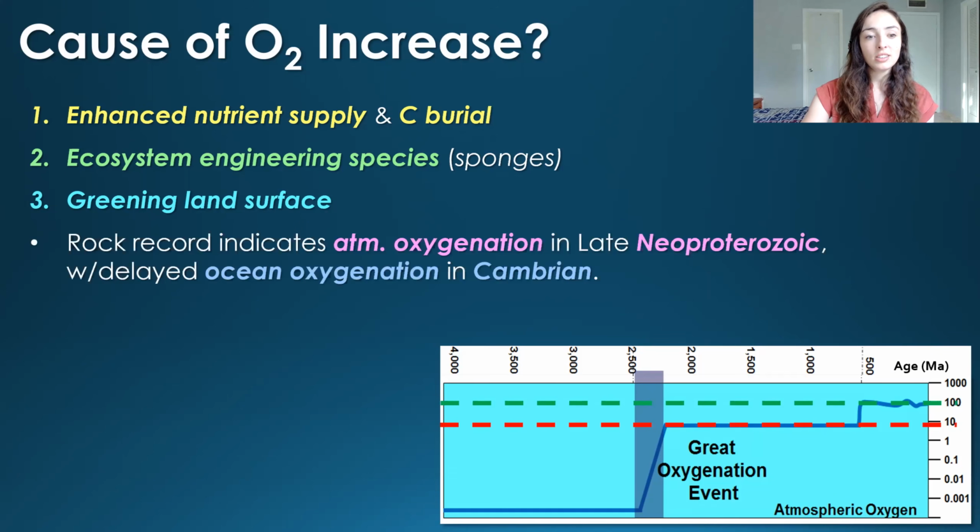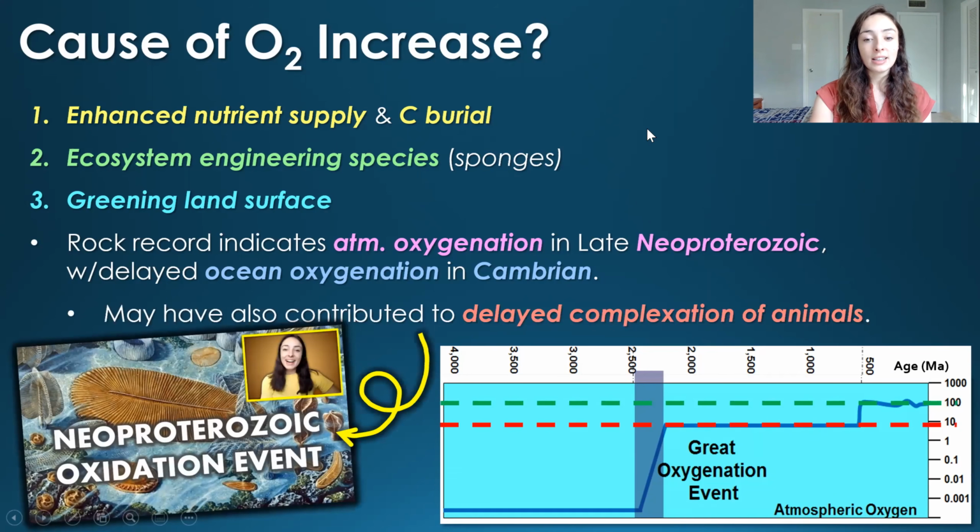greening as in photosynthesizing organisms, which led to more oxygen because they produce oxygen. And the rock record indicates that by the late Neoproterozoic, the atmosphere had been well oxygenated, but there was a slight delay in ocean oxygenation until the Cambrian, which could have led to the slight delay in complexation and skeletonization of animals until the Cambrian period. And I talk about all of these three oxygen increase causes for the Neoproterozoic, as well as this delay of ocean oxygenation versus atmosphere oxygenation, in my Neoproterozoic oxidation event video.